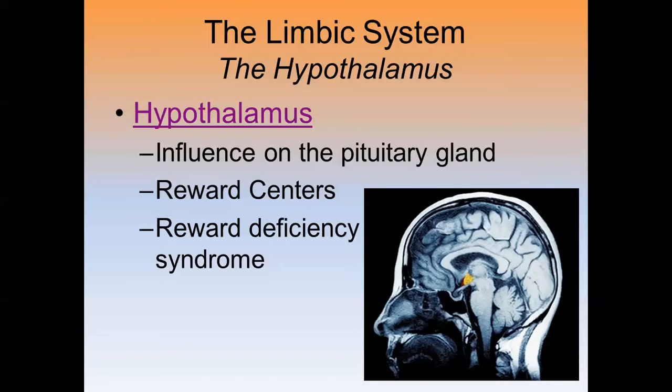So again, you're going to see the interplay here between the nervous and the endocrine system. The brain influences the endocrine system, which in turn is going to influence the brain.